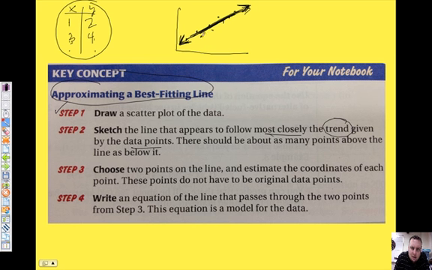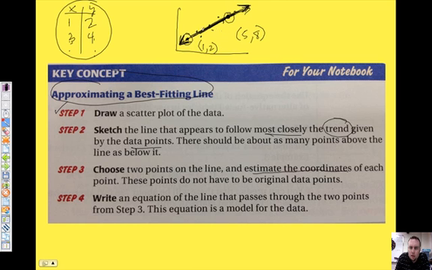But go through as many points as you can, and then choose 2 points on that line. I can't choose this one that's not even on the line, or this one. This one is on the line, so I'm going to circle that one. This one is on the line, so I'm going to circle that one. I'm choosing 2 points on the line and estimating the coordinates of each point. So let's say that one is 1, 2, and this one is whatever it is in the table, 5, 8. Okay, I just made it up.